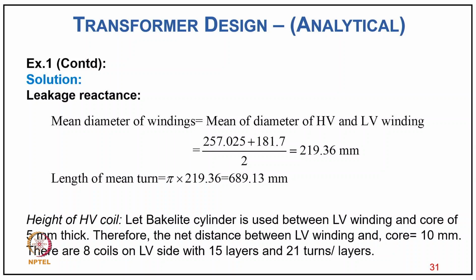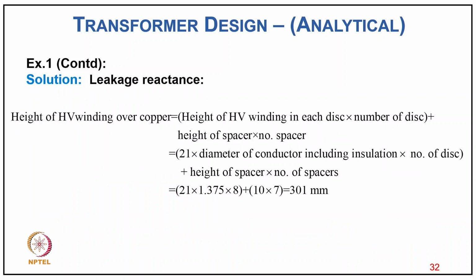The height of the HV coil, that let the bakelite cylinder is used between the LV winding and the core of 5 millimeter thickness. Therefore, the distance between the LV winding and core is 10 millimeter, and there are 8 coils on the HV side and 15 layers with 21 turns per layer. So now the height of the winding over the copper is the height of the HV winding in each disc into number of discs plus height of space factor into number of spaces. So putting the value, 21 into diameter of conductor insulation into number of discs plus height of space into number of spacers, it comes 301 millimeter.